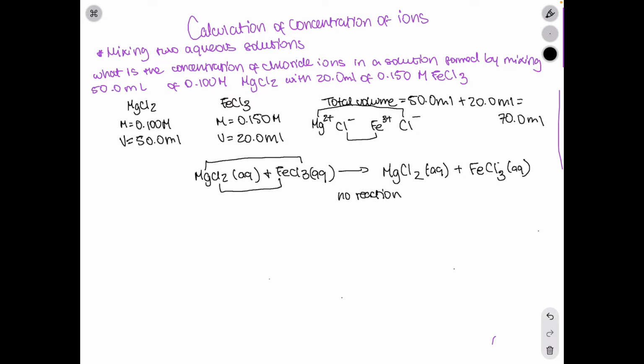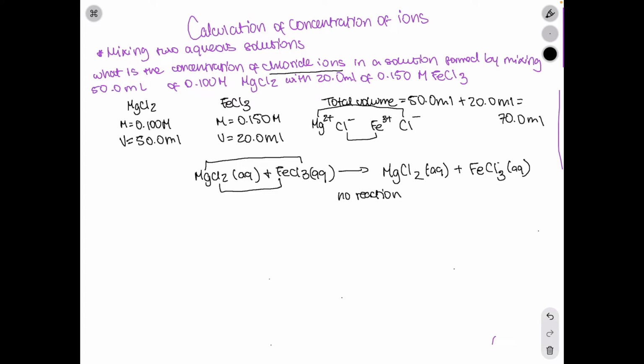So they're asking us for the concentration of chloride ions. What we're gonna do is calculate the concentration of chloride ions in magnesium chloride, and then iron chloride. So we have to write our stoichiometry map.